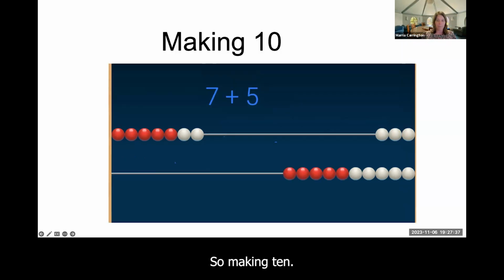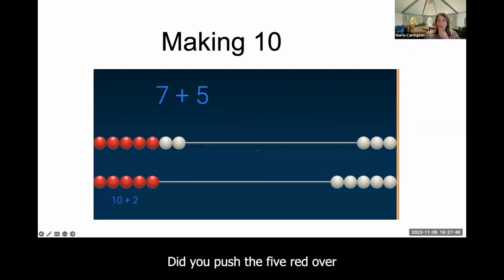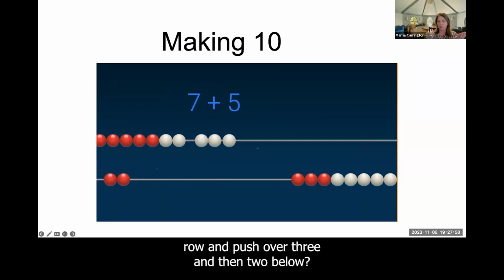So making 10. I love this one. Think in your mind, how can we make a 10? And did you think about it this way? Did you push the 5 right over and see 10 plus 2? Or did you think about making a 10 on the top row and push over 3 and then 2 below?